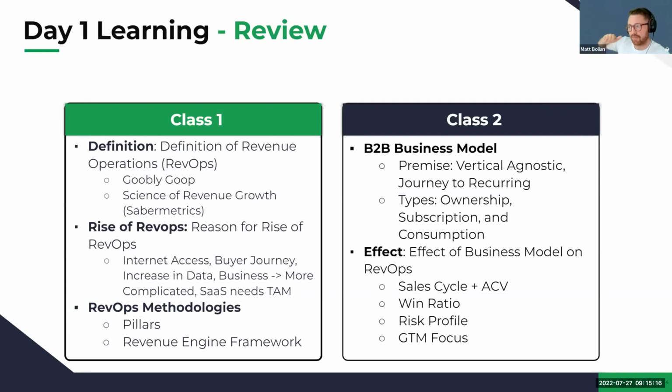Class 2, we started the B2B business model. The premise being we're vertical agnostic. Rather, it's about the journey to recurring revenue, whether you are in the ownership model, subscription model, all the way to a consumption model. And based on that model, you have profound effects in your business. It will change how you do your sales cycle and your average contract value, your win ratio, your risk profile, how quickly you can become profitable as a business, and how much value you're giving the buyer. If you're assuming more risk, you are more valuable to the buyer, and that it affects how you go to market, which is the cliffhanger, which we're going to start talking about today.